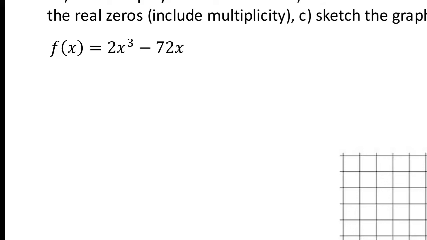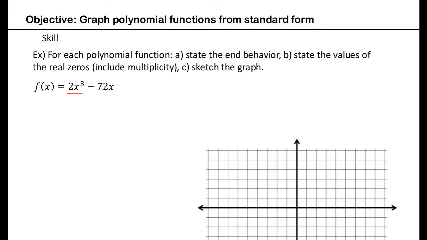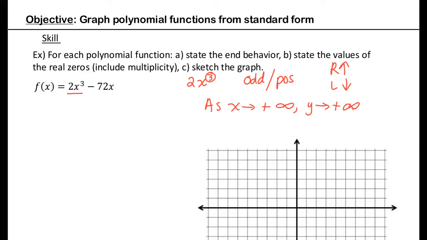All right, so my first step is to look at the end behavior. So I got the 2x cubed is my leading coefficient. So 2x cubed, is that even or odd? Remember, you look at the exponent. So 3 is odd. And the sign in front of the 2 is positive. So my right side goes up, and odd means opposite, so the left goes down.